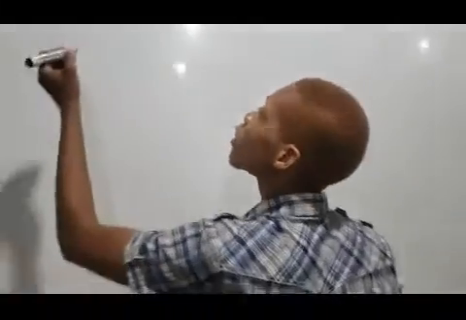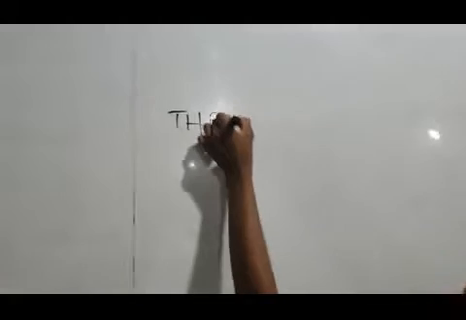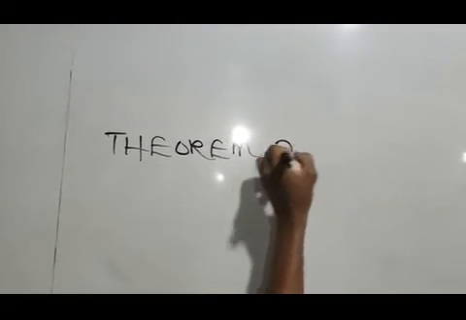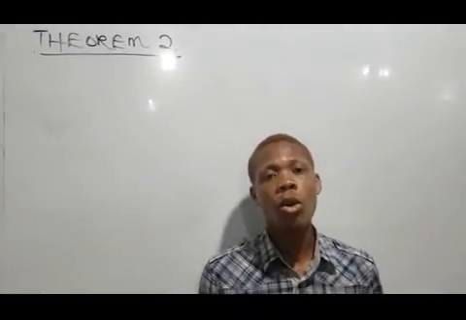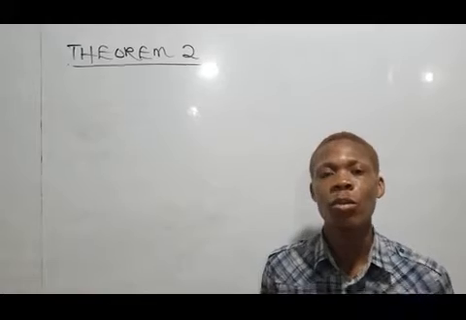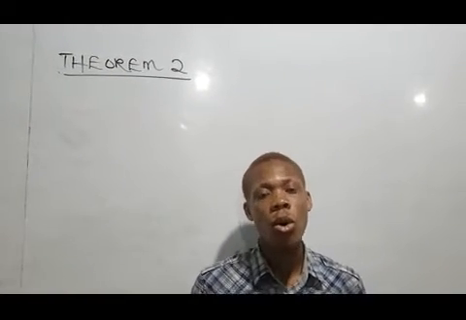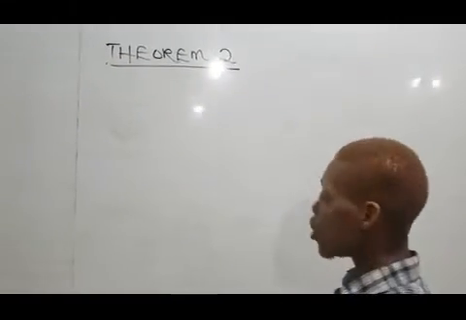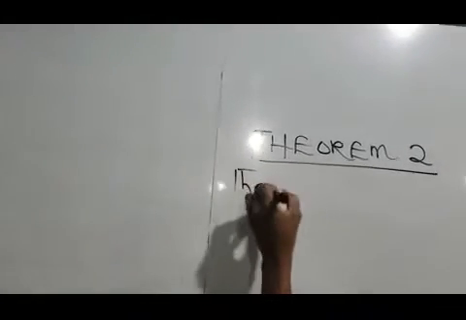Today we are going to look at theorem 2. Now theorem 2 states that the angles a chord or an arc subtends at the circumference in the same segment are equal. The angles a chord or an arc subtends at the circumference in the same segment are equal. So let me write that on the board, then we'll look at the explanation to that.